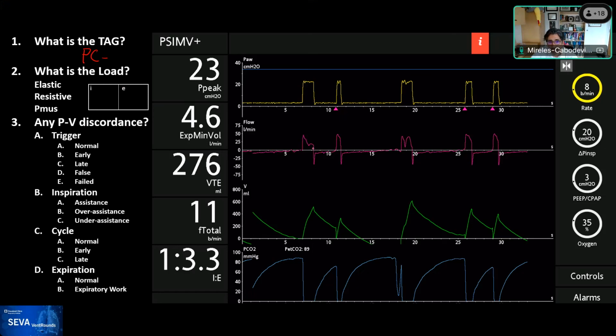We know that because the flow is different between each one of them, right? So that becomes very clear. And the tidal volume is changing between each one of the breaths. So definitely we're controlling pressure during the breath, and you can see it very nicely here.